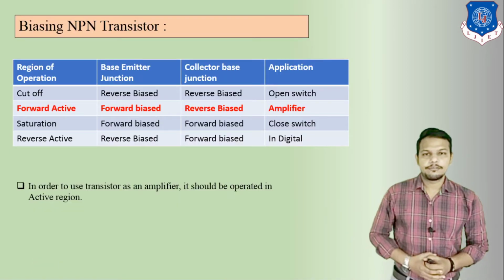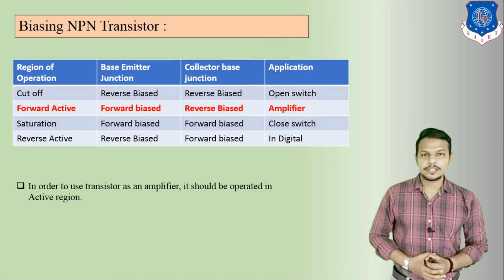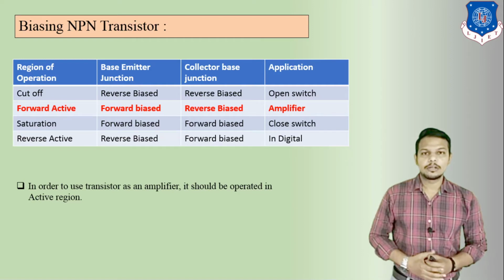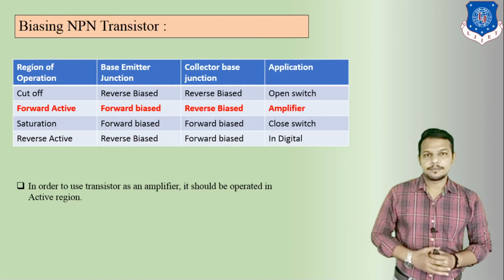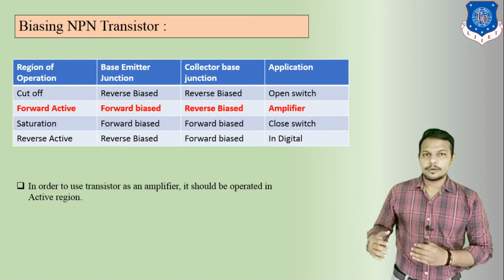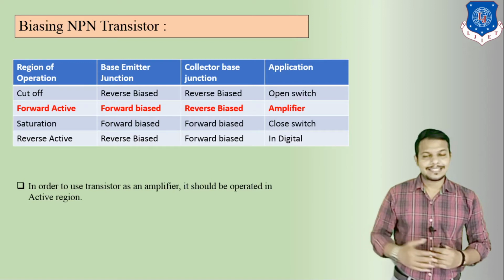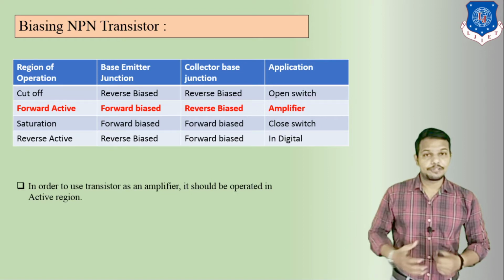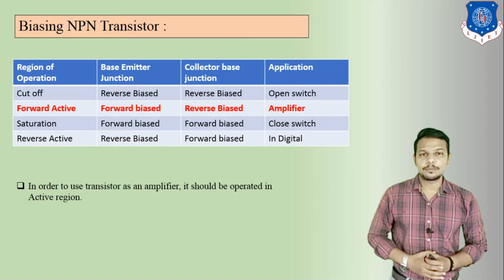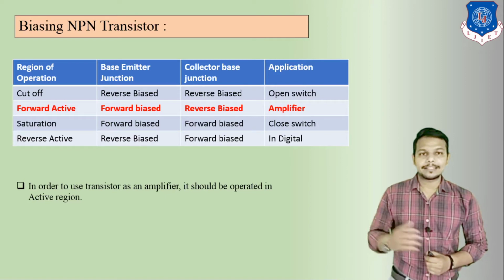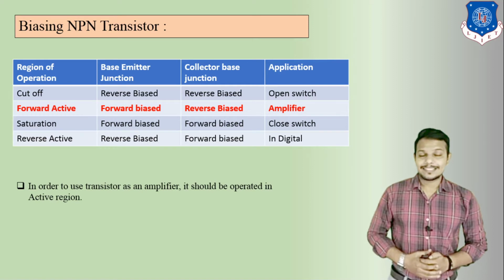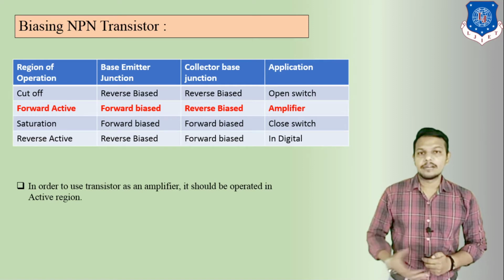Here we have seen various types of operation: cutoff, saturation and active. In today's topic we are going to discuss the active region, because in order to use a transistor as an amplifier, it should be operated in the active region. Active region means the base emitter junction should be forward biased and the collector base junction should be reverse biased. So let us discuss common configurations.